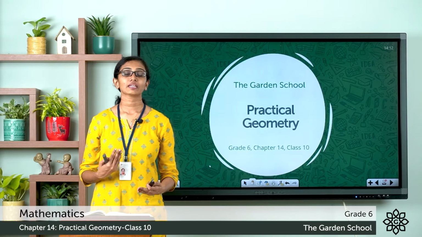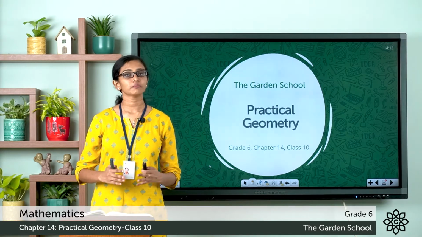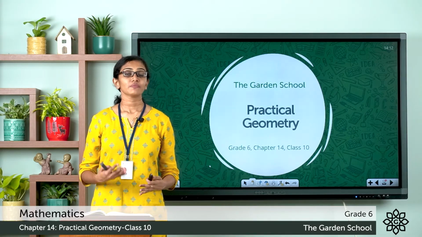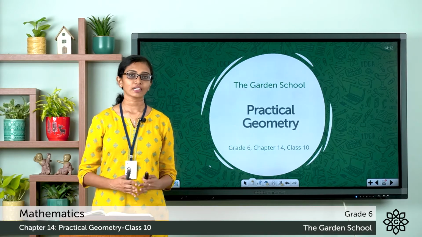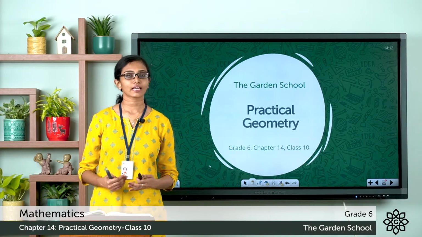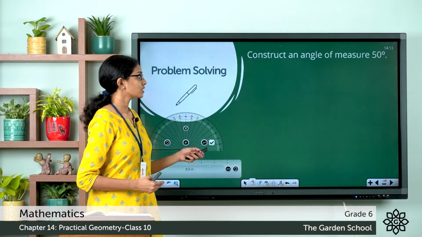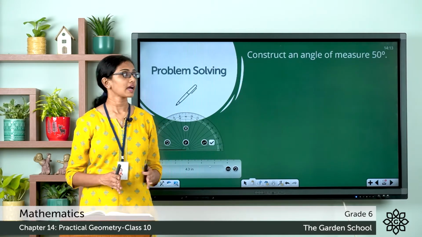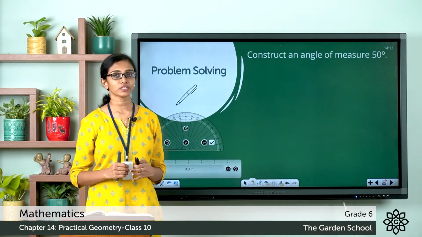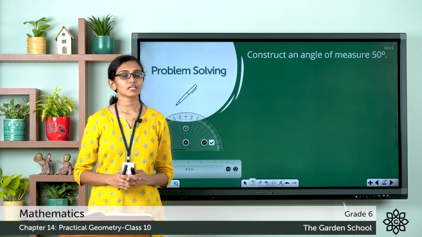Let's learn how we can construct an angle of a given measure today. So we have learned we can use a protractor to measure and construct angles. So here there is a question, construct an angle of measure 50 degree. So let's see the steps involved.